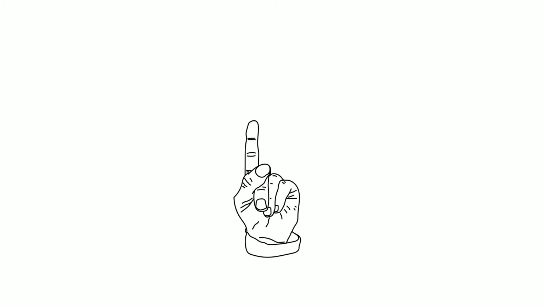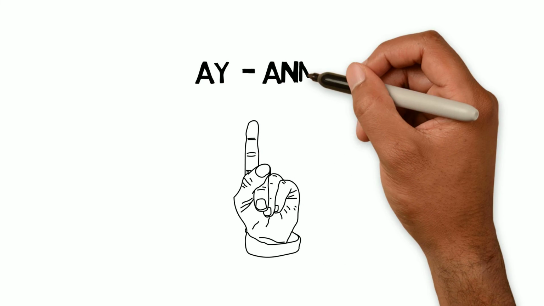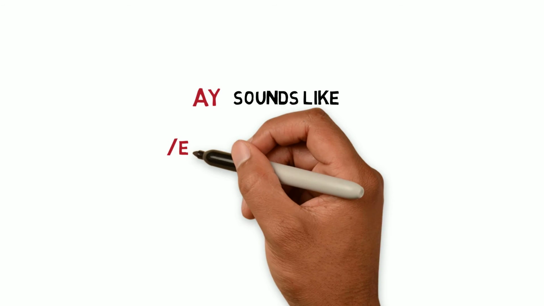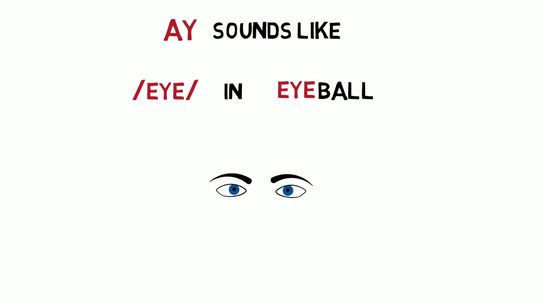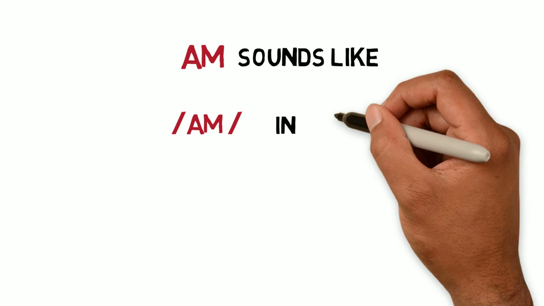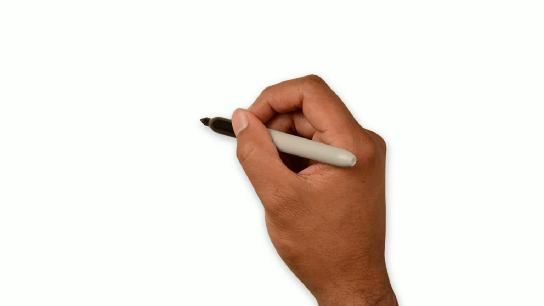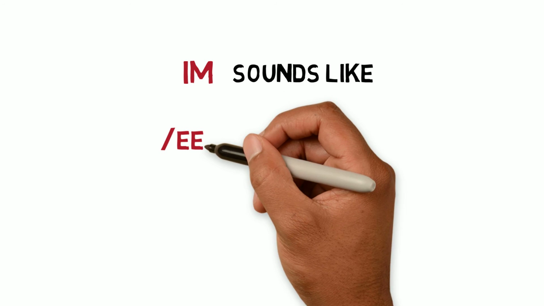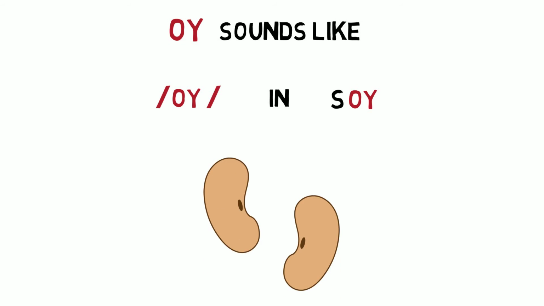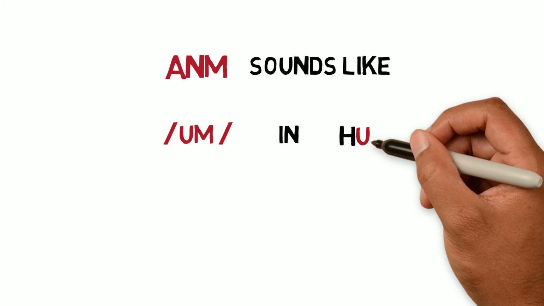Now, let us begin with the remaining vowel sounds I through I sound just like saying I, like eyeball. Am sounds like am, like I am. Im sounds like im in seam. Oi sounds like oi in soy. Sounds like in hum.